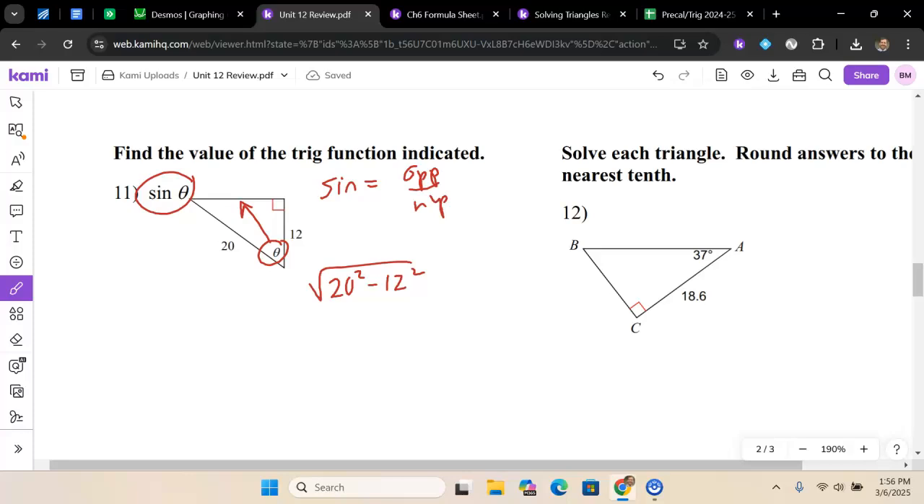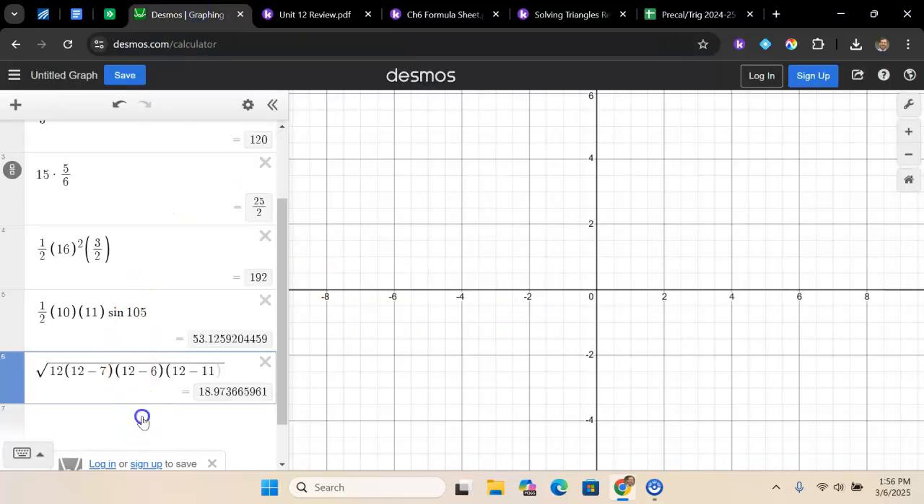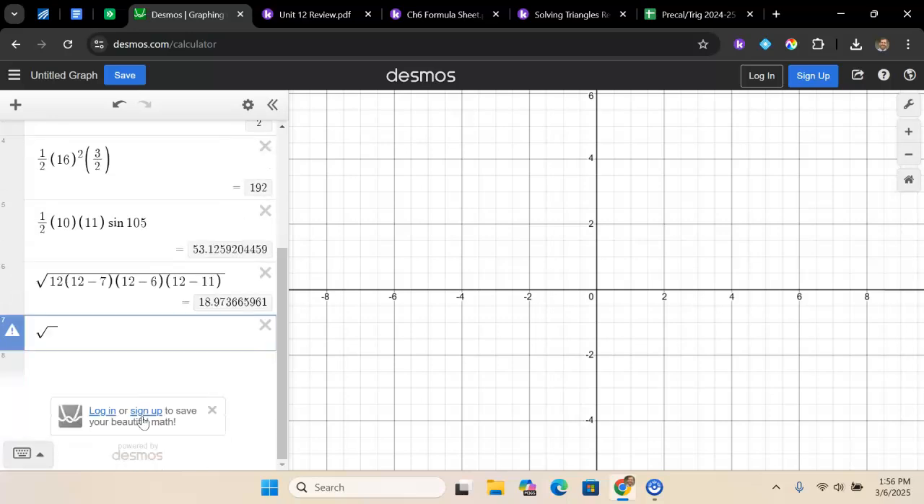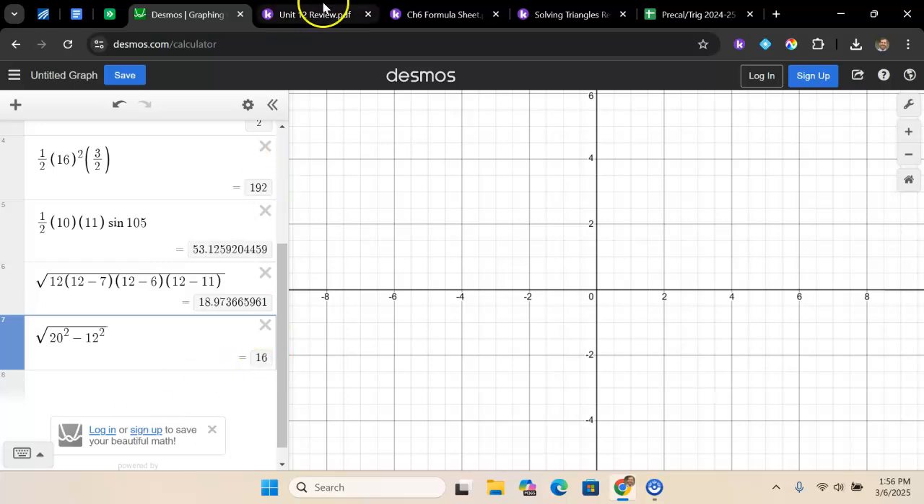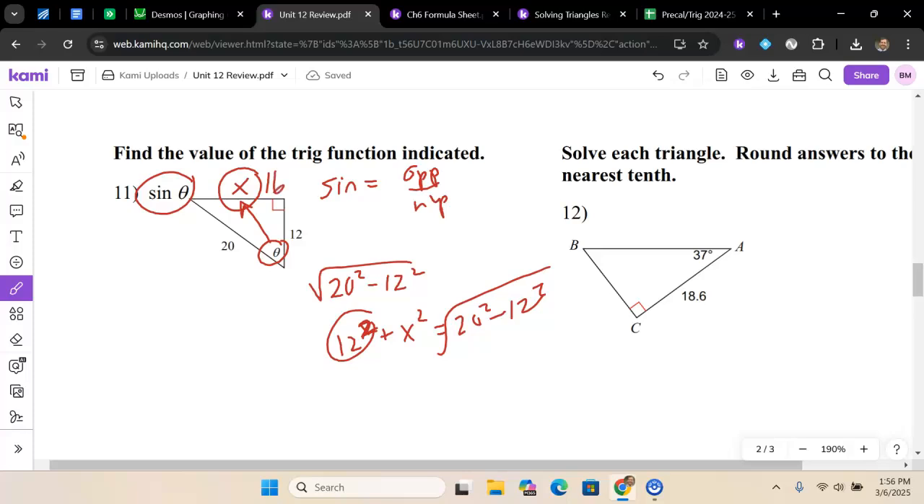Let's call this x. I'm really doing 12 squared plus x squared equals 20 squared. The shortcut is I would just subtract this over here and take the square root of it to get x. So the square root of 20 squared minus 12 squared is going to be 16. So this side length here is 16, which means that the sine of the angle theta is opposite, 16, over hypotenuse, 20. If you want to, you could reduce that, divide by 4. That's going to be 4 over 5.